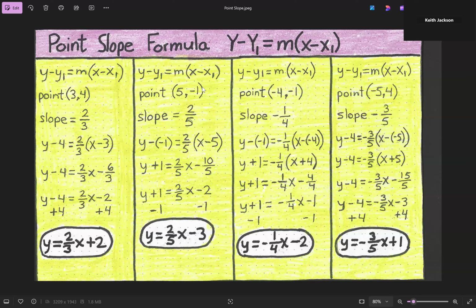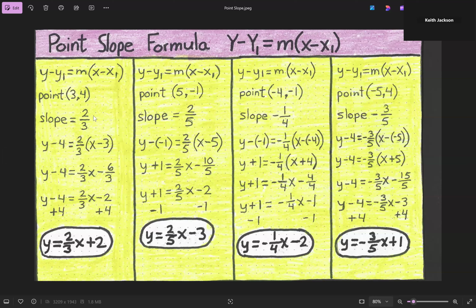And here are four examples that will help us understand how to arrive at the y equals mx plus b form of a linear equation. So we have y minus y sub 1 is equal to the slope times the quantity of x minus x sub 1. And here is our point for this first one, 3 comma 4. All we need is just 1 point and the slope. In this case, the slope is 2/3.